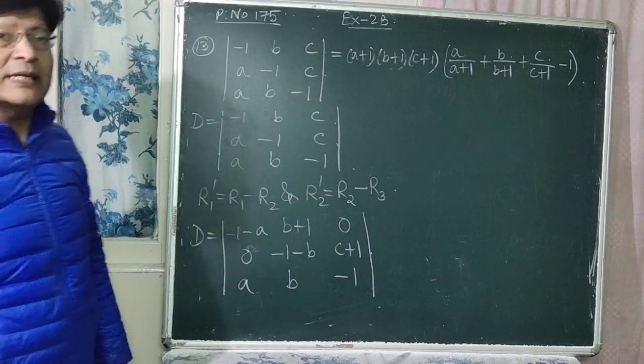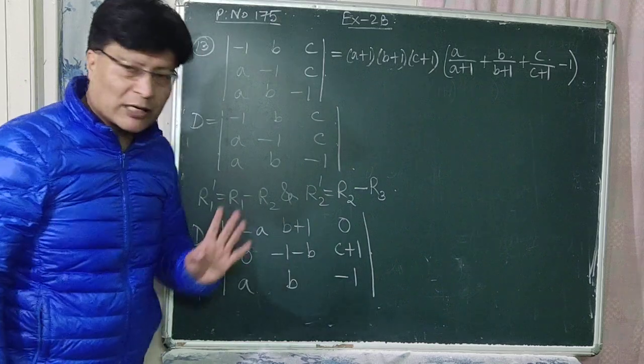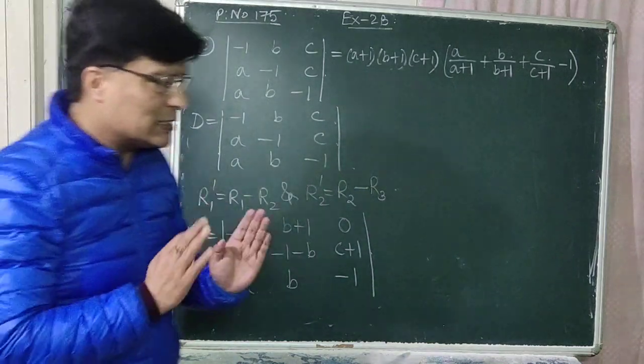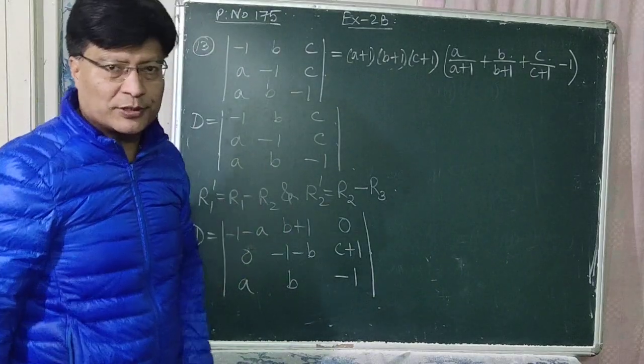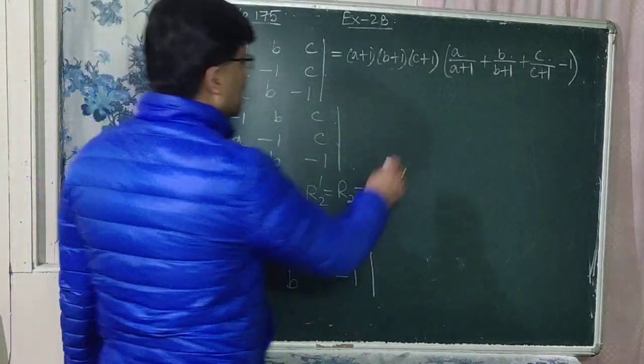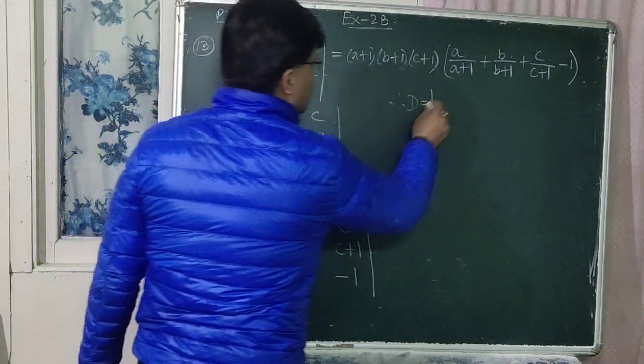So now, what will you do in the next step? Here minus is taken common. Here also minus is taken common. So, let us first take minus common from these two terms. Therefore, D is equal to, here minus is taken common.